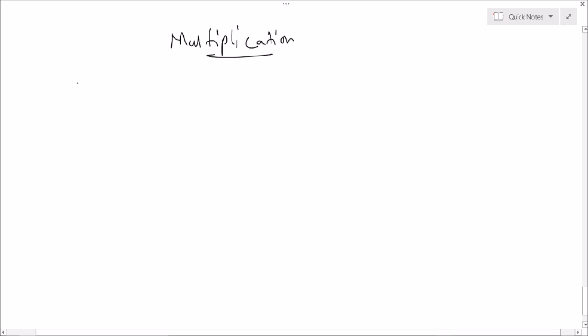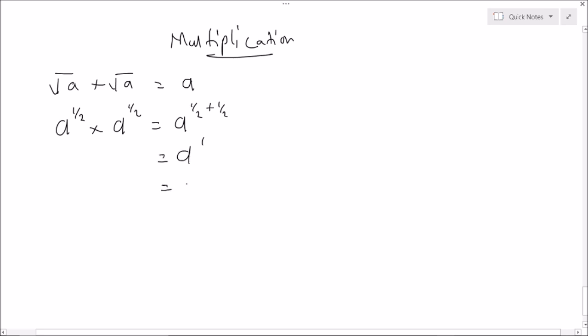Now we note that if you have root of a times root of a, this will give us a. The reason is that the root of a is the same as a exponent 1 over 2, times a exponent 1 over 2. And using the law of exponents, this is the same as a exponent 1 over 2 plus 1 over 2. And this gives us a exponent 1, which is the same as a.